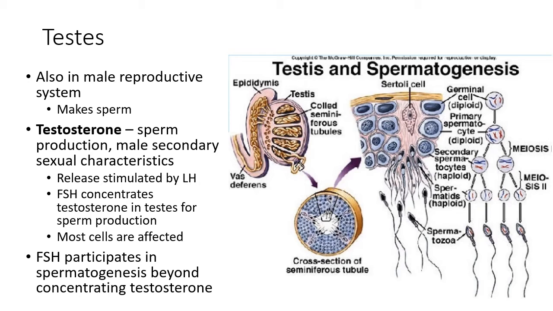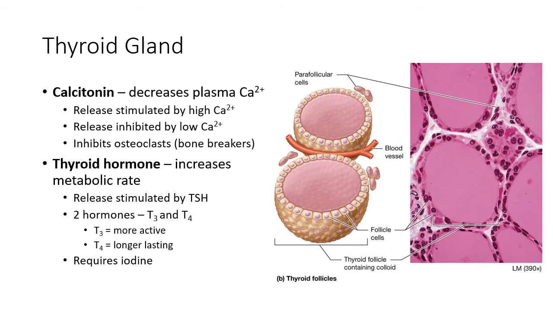So just like estrogen, almost every cell in the body is affected by testosterone in complicated ways. Then you also have FSH having additional effects in sperm production, not just the concentration of testosterone, but other things as well. Then the thyroid gland is partly controlled by the anterior pituitary. It releases two hormones, calcitonin and thyroid hormone. Thyroid hormone, of course, is the one that's controlled by the anterior pituitary. Calcitonin is not.